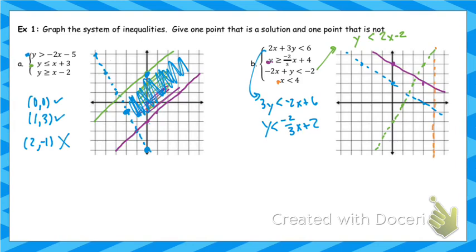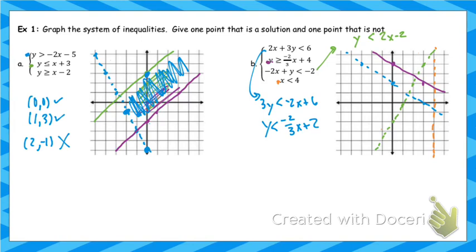All right, so now let's consider our shading. I want to shade left of 4. I want to shade above the green line. I'm sorry, below the green line. I want to shade above the purple, and I want to shade below the blue. Well, let's just look at just those two. Let's look at just the purple and the blue.